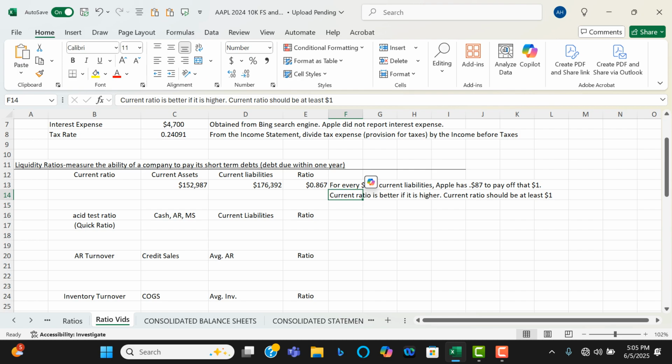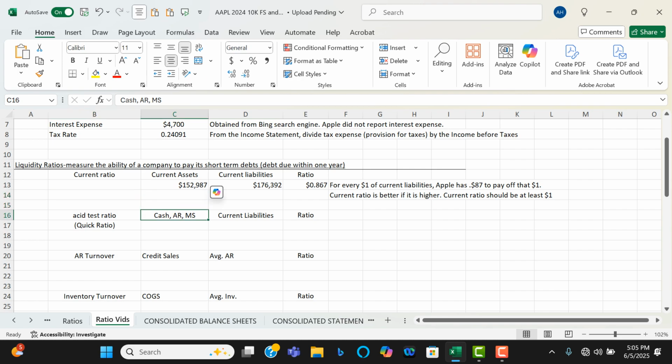and what we're saying here is that it would be nice if you owe $1, you have $1 to pay it off. You only have 87 cents. But for Apple, that's just not true because Apple has a lot of non-current assets like investments in stocks and bonds that it doesn't intend to sell, and it generates more than enough cash to pay off its short-term liabilities. Now, I don't think anybody worried about Apple's ability to pay off its current liabilities.